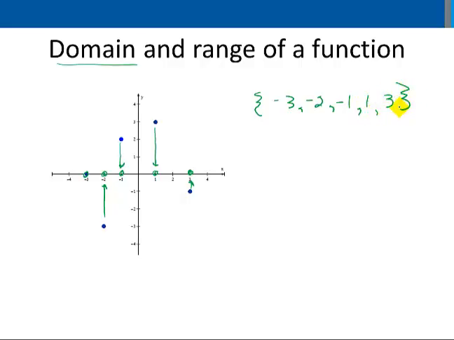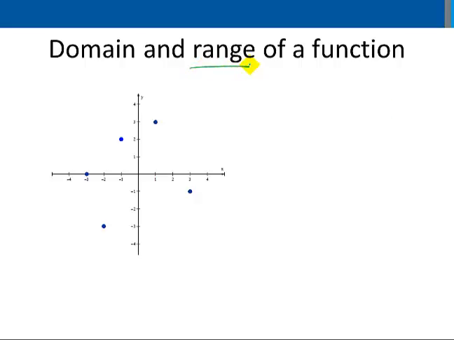What about the range here? The range is the set of y coordinates that are included on our graph. Again, let's try projecting our y coordinates onto the y-axis. If we do that, we'll see that we end up with the set of y coordinates -3, -1, 0, 2, and 3.